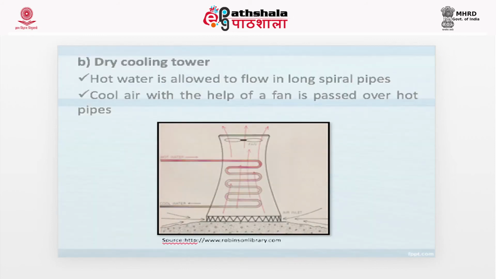In dry cooling tower, the hot water is allowed to flow in long spiral pipes. Cool air with the help of a fan is passed over these hot pipes, which cools down the hot water. This cool water then can be recycled or reused or can be discharged into the nearby water bodies.